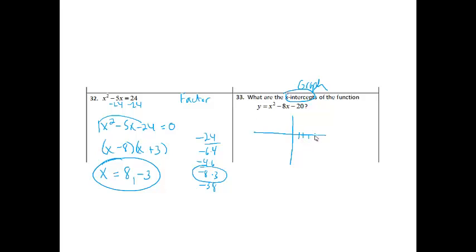I think it's going to hit way over here at 10. And it's also going to hit at negative 2. So I believe when you graph it, you're going to get something, whoops, it should go right through there, that touches like that. And it said, what are the x-intercepts? My x-intercepts are x equals 10 and x equals negative 2. So that would be my answer on that one.